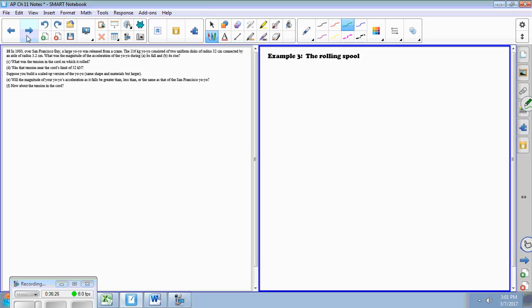Let's see if I can do this. I've never explained this before, so bear with me here. All right, so what I've got here is just a spool of rope. I probably should have found a bigger one, but I didn't have time. If I hold the spool in my hand and pull the rope, which way is it going to turn?